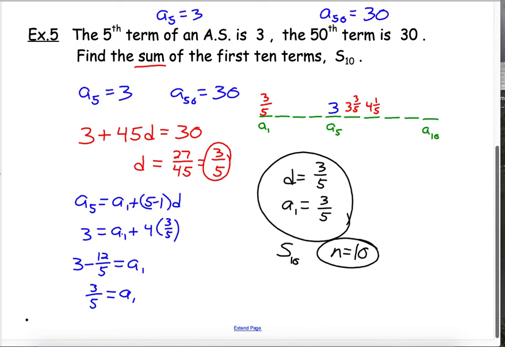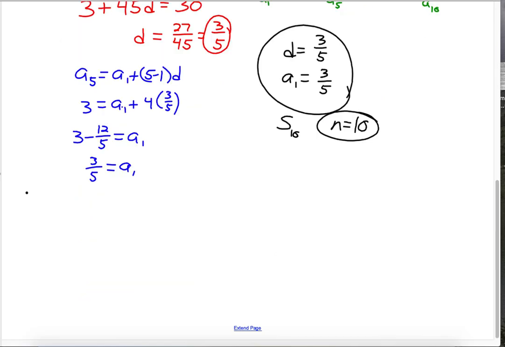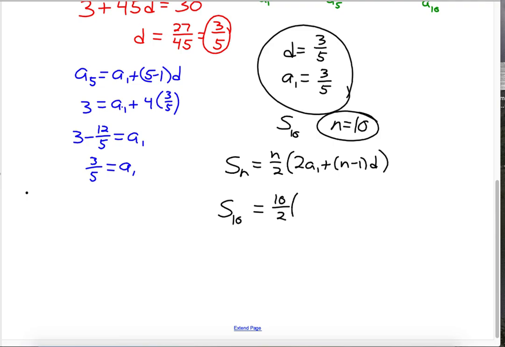We have a sub 1, n, and d. So using that formula we just generated, s sub n is equal to n over 2 times 2a sub 1 plus n minus 1 times d, and we're ready to go. S sub 10 for this particular sequence is going to be 10 over 2 times 2 times a sub 1, which was 3/5, plus n minus 1, so 10 minus 1 is 9, times the common difference, which was also 3/5. And we work that out and we have our answer.